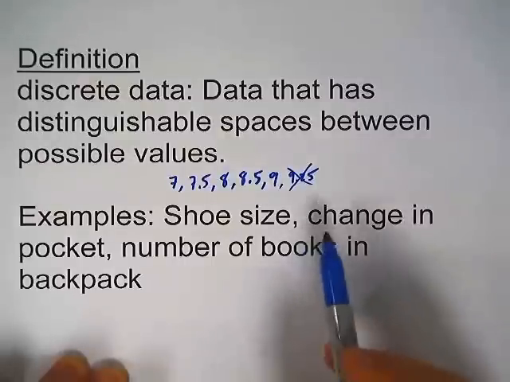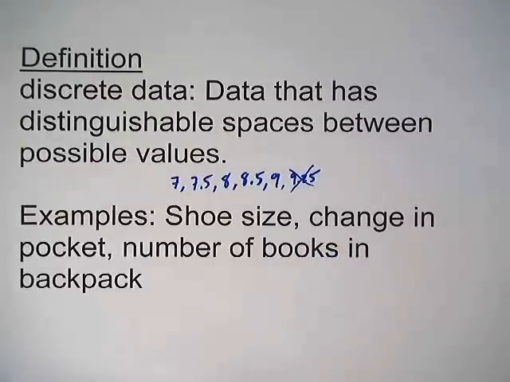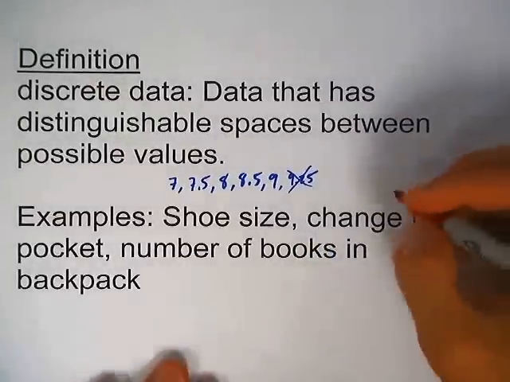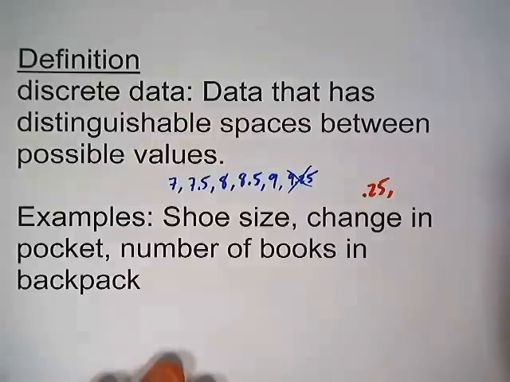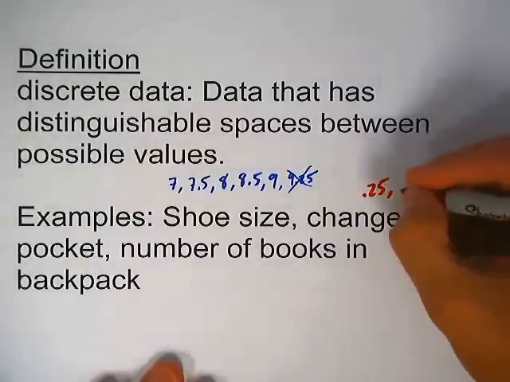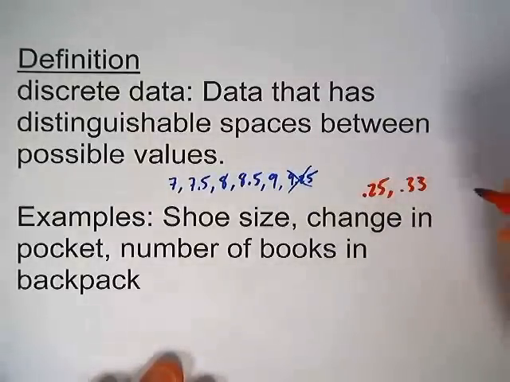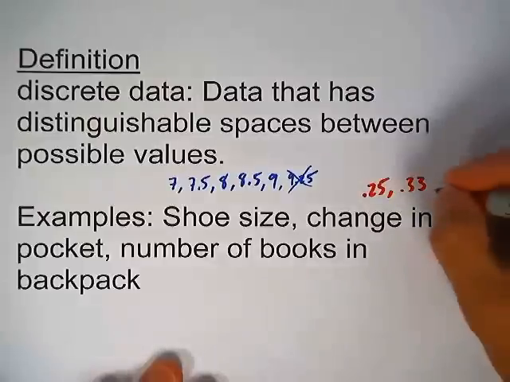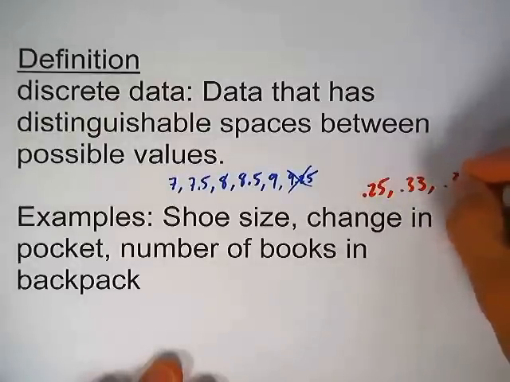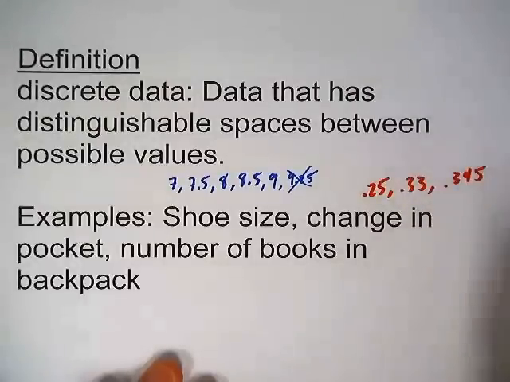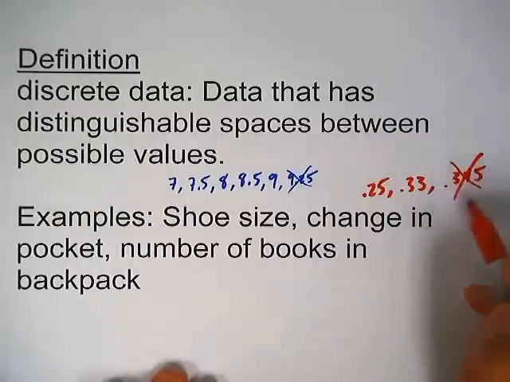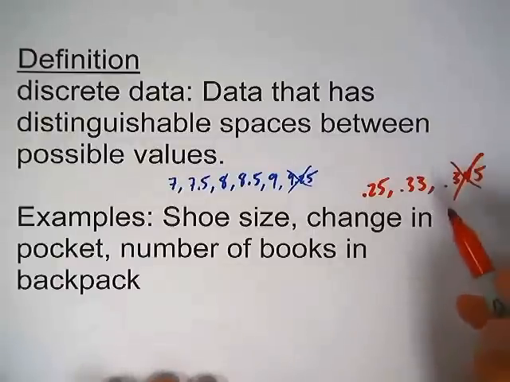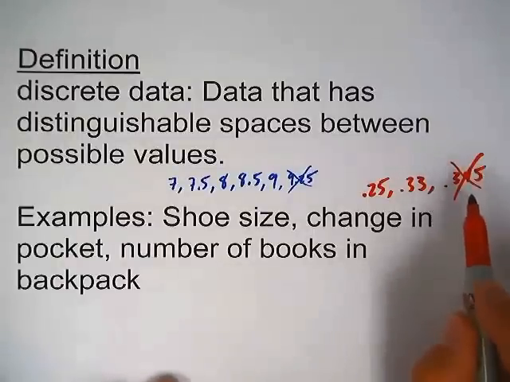Okay, if we think now about a second example, change in pocket. We might have 25 cents. We might have 33 cents, 34 cents, 35 cents. But can we have 34 and a half cents? 0.345? In that case, no. So since that value is not possible in our data set, we call that discrete data.